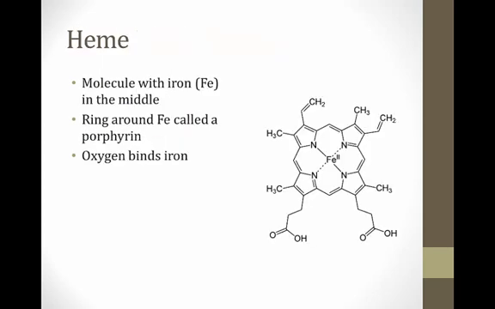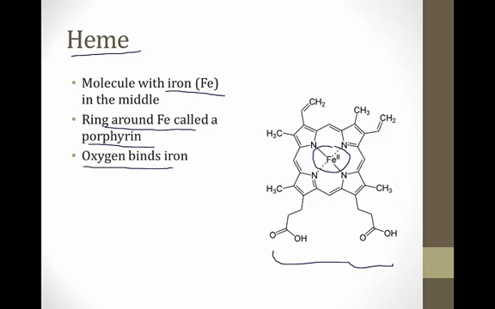Now let's talk about that other component of hemoglobin, the heme molecule. So this is a molecule with iron in the middle. This is a picture of it over here, and here's the iron, the Fe, right in the middle. The ring around the iron is called a porphyrin ring, and patients who have porphyrias have defects in the enzymes that produce the porphyrin ring. And the oxygen that the red blood cells uptake is going to bind to the iron in the center of the heme molecule right here.